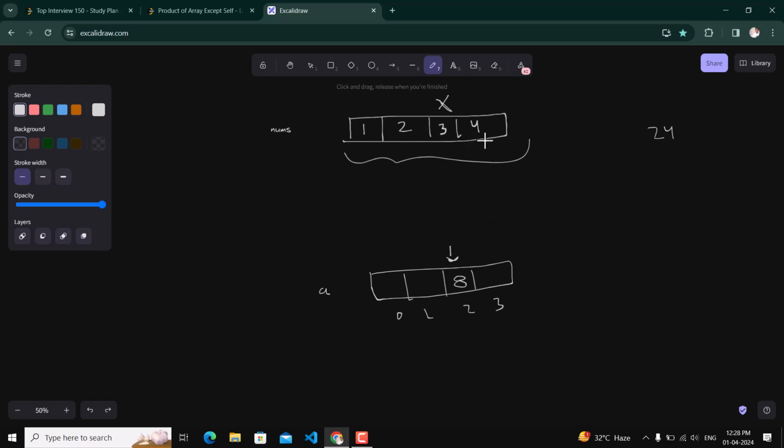In the same way, for the last element we have to get the product of all the elements except this one, so we will have the product of these elements, which would be 6. For the first element we would have the product of all these elements, that would be 24 except this element, and for the second we would have the product of all the elements except this one, so we will have 12 here. So this is the required or desired answer.